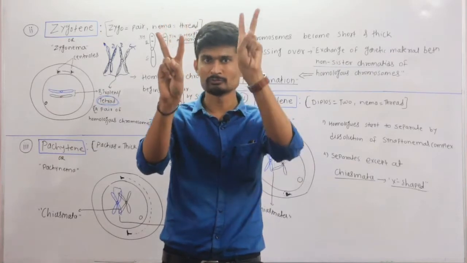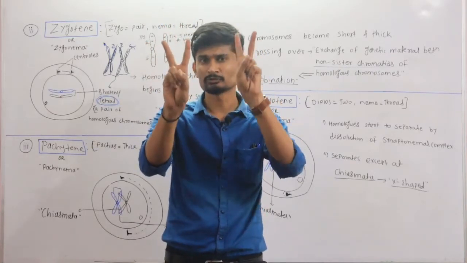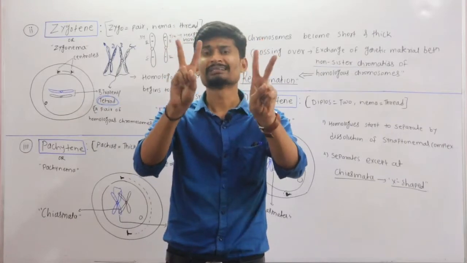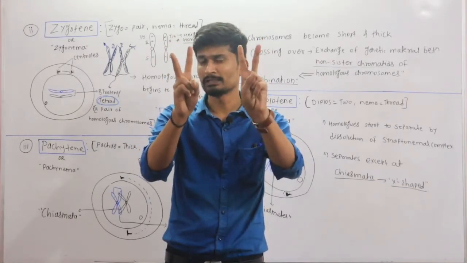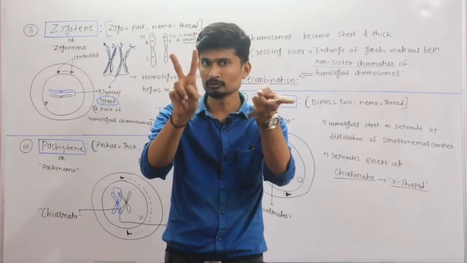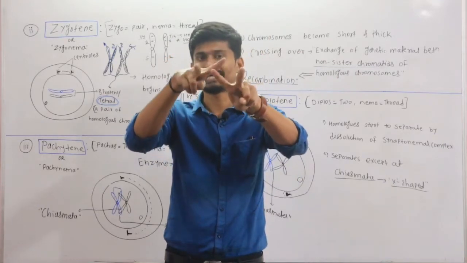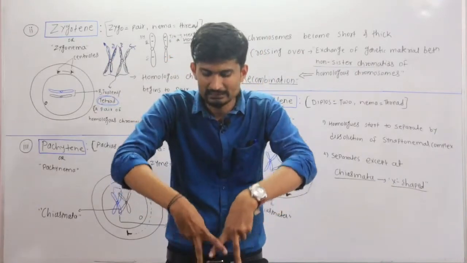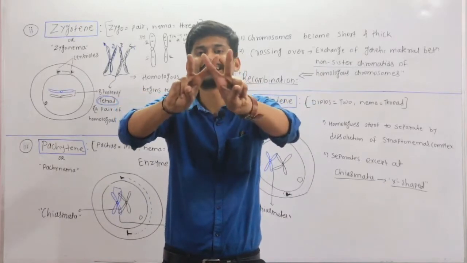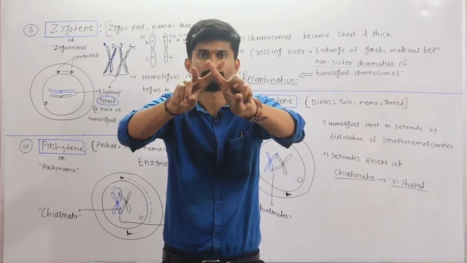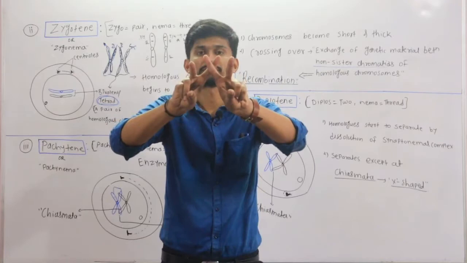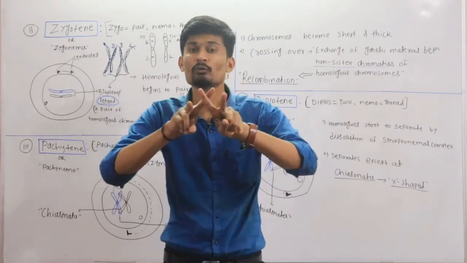Suppose a right chromosome and a left chromosome. The exchange of genetic material takes place between the chromatid of the right chromosome and the chromatid of the left chromosome, like this. So it will look like an X shape. It will look like an X shape during the crossing over.